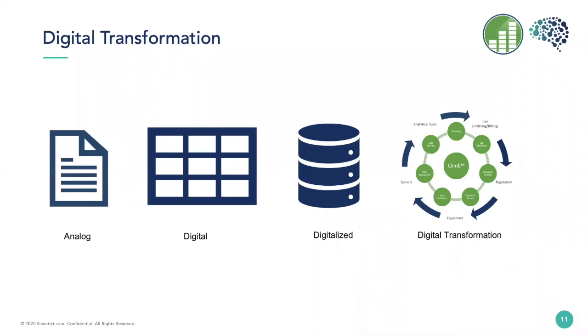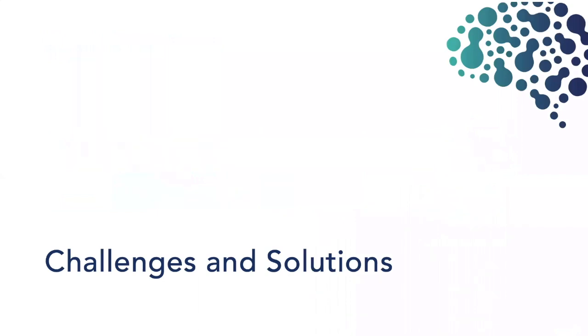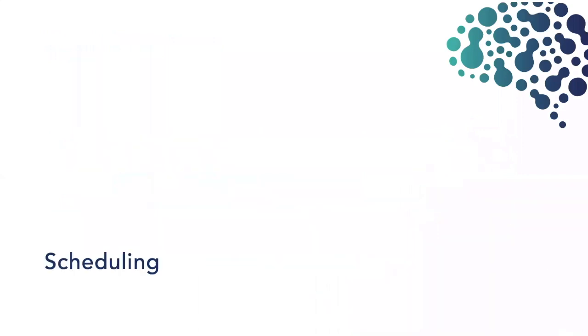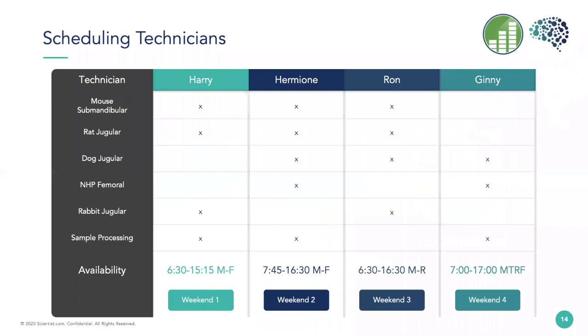Thanks, Julie. So now we're going to move on to talk about some challenges and solutions. First up is scheduling. So we want to discuss scheduling for technicians here. If you look at this chart, I've mapped out which species each technician has the ability to bleed or collect samples from, as well as which days and times they're available. In this scenario, they're rotating weekends and each one is taking a late night of sample collections.